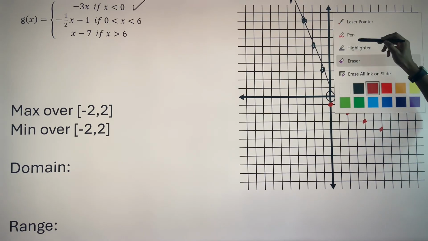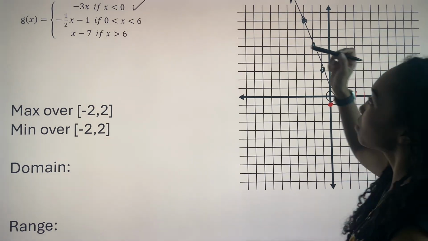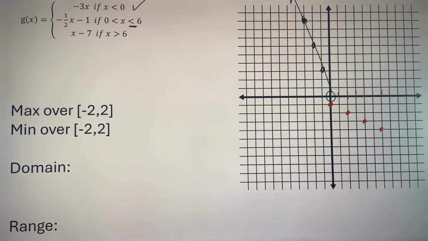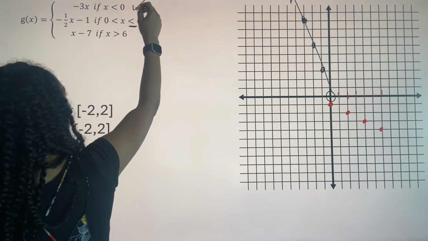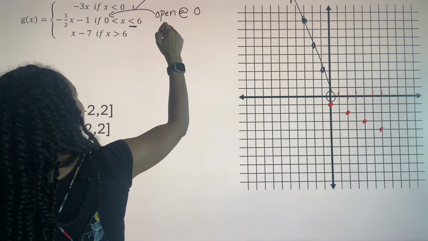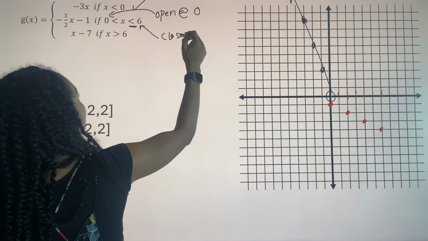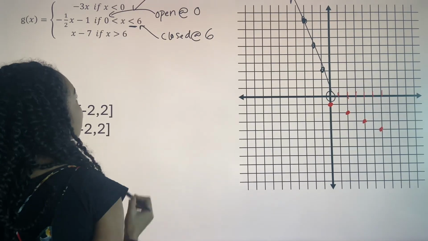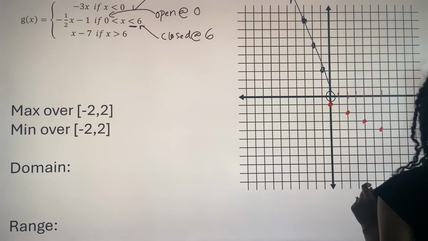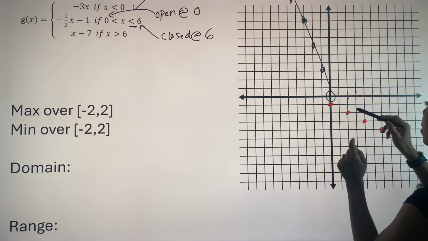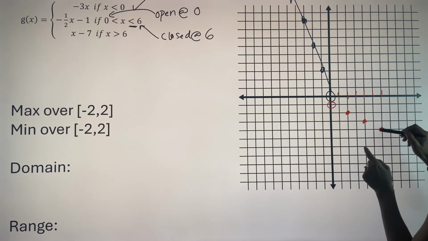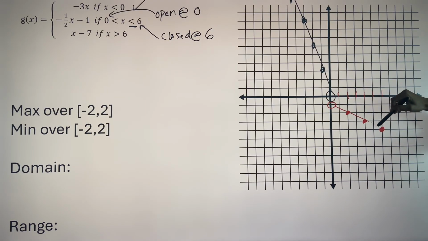Okay, and I'm going to edit this problem. Let's make this an equal to sign. Okay, so I'm going to do an open circle. This will be open at 0. And this will be closed at 6. Okay, I put a line under there. I put an equal sign. So I need it to be open at 0. So I'll do an open circle here and a closed one there. Okay, so this is my line.